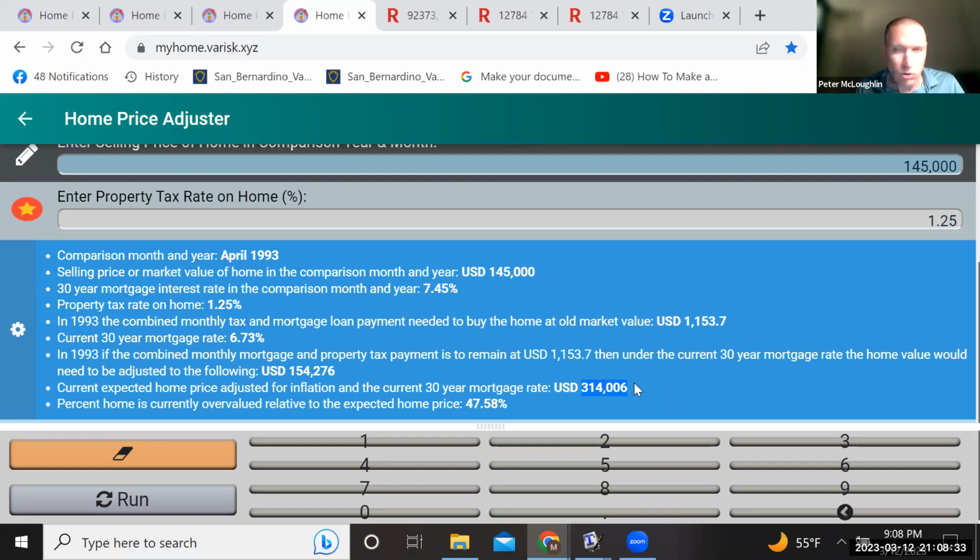Okay. So that's how you'd use the home price adjuster. You can make realistic offers on houses when the inflation rate and mortgage rates are increasing quickly, like they currently are. Okay, so that's it. That's how you use the home price adjuster. Thank you.